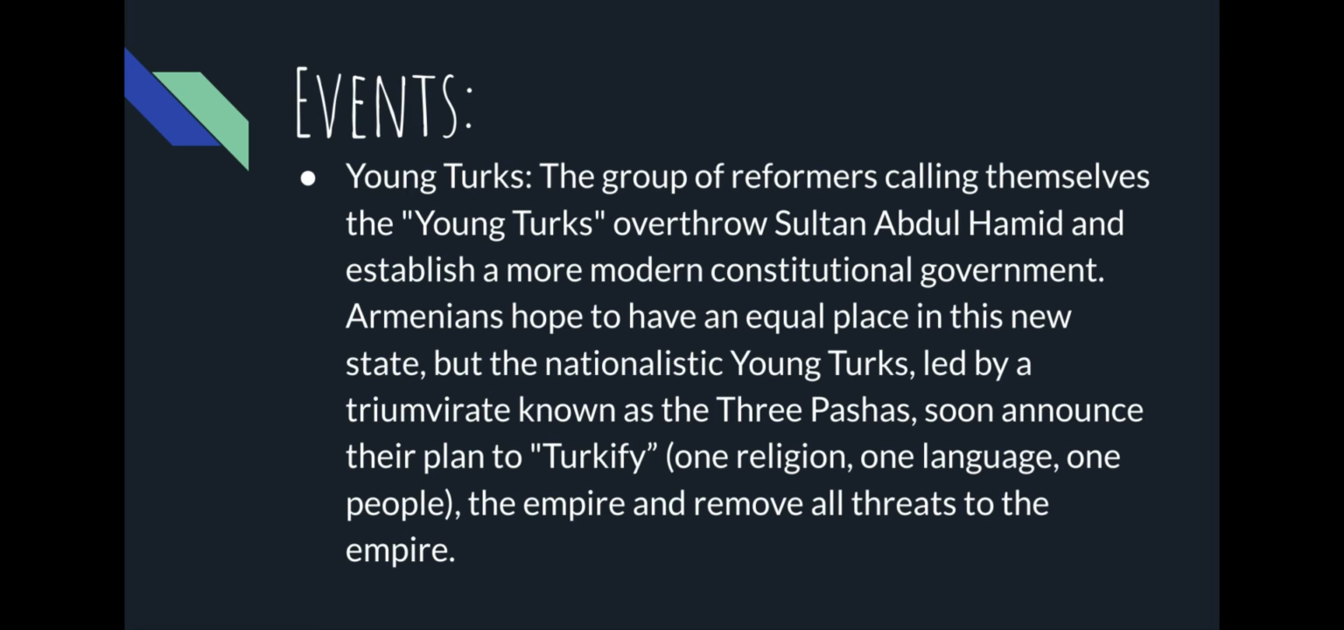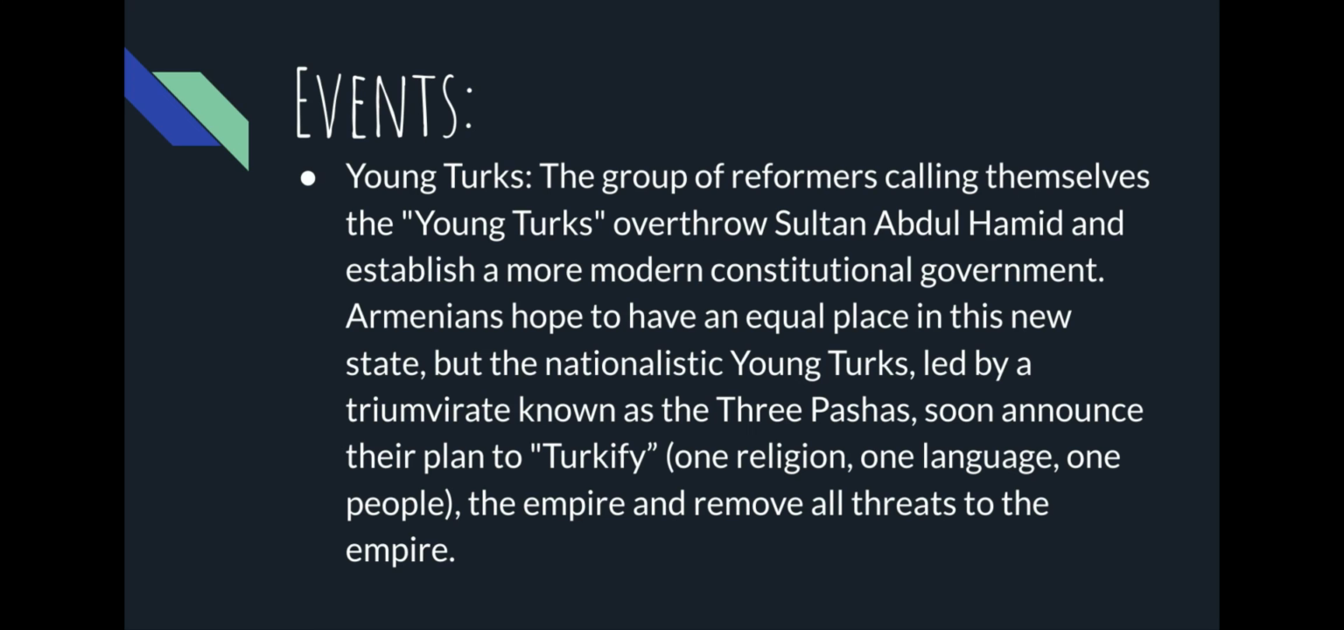Some of the key events as we looked at this: the group that was in charge of this, you've probably heard of before from AP World, is the Young Turks. This is a group of reformers that overthrew the Sultan, as we've talked about before, and wanted a more modern constitutional government. At this point, you're like, this is good. Armenians really hoped under this new kind of government that they also would have a place. But one thing to know is nationalism, guys.